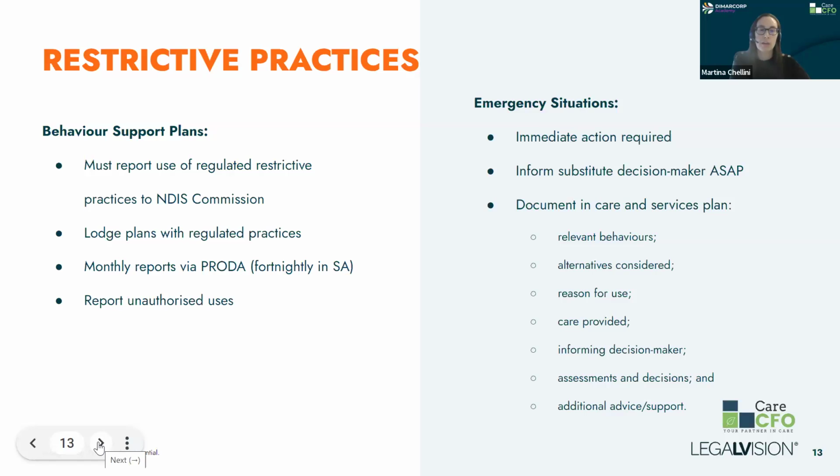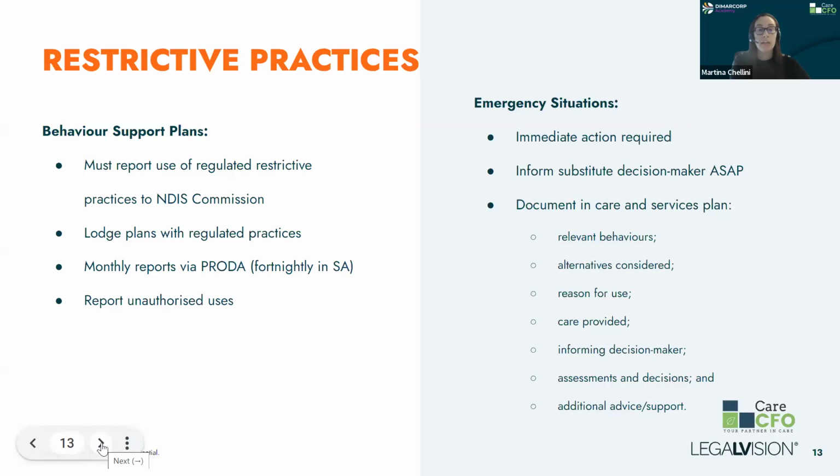Moving on now to emergency situations. An emergency is a serious or dangerous situation that is anticipated or unforeseen that requires immediate action. Some requirements, such as the requirement for consent, are exempt when the use of the restrictive practice is considered an emergency. If a provider uses a restrictive practice in an emergency, the provider must, as soon as practical after the restrictive practice starts to be used, inform the restrictive practice's substitute decision maker about the use of the restrictive practice, and ensure that the 7 key points, so starting from the top here, immediate action, relevant behaviours, following right down to additional advice and support, are followed and implemented in the client's care and services plan, so clearly documented.